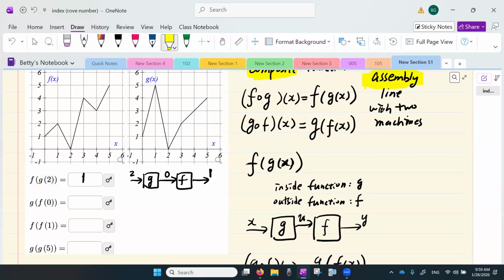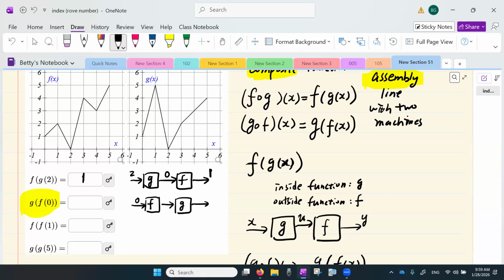Now we are looking at this one, g of f of 0. How are you going to draw your machines? Which machine first? The first machine has to be the inside function. First one's f, second one is g, because f is closer to 0, right? 0 is the input. 0 is going to go through function f, and then go through function g.